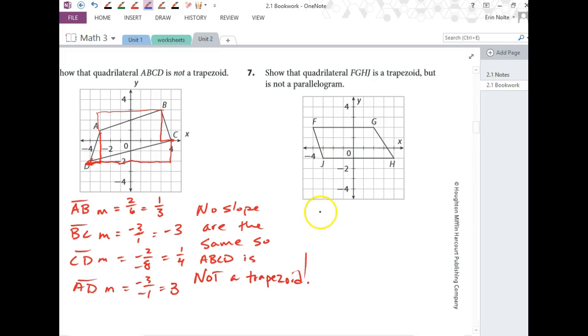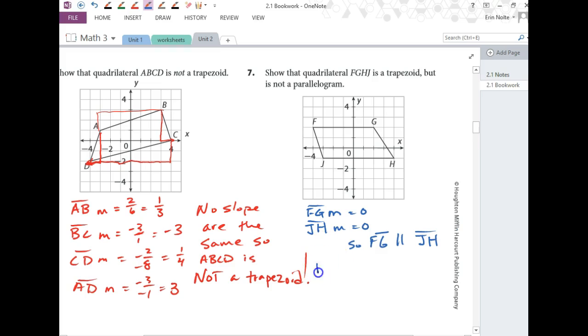F and G. What's the slope from F to G? Okay, so you go up nothing, and then you go to the right 6, so 0. Good. It is 0. And then JH is also 0. Good. So we can say, show F and G are parallel to JH. Okay, and then we'll test the other one.